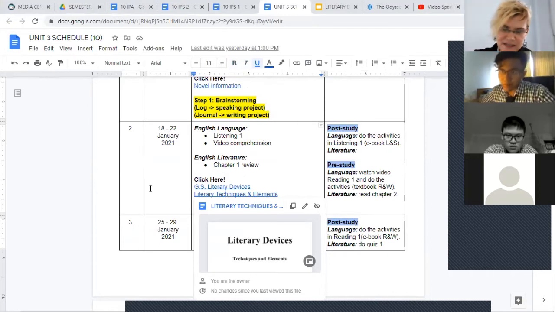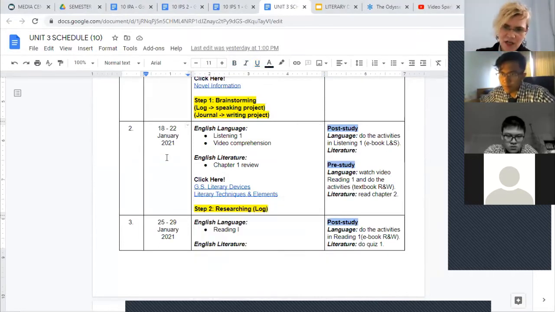Now, I haven't made an ebook for literature so far. I would want to do that, but I haven't gotten around to it yet. As you can see, I use this unit schedule for pasting all the links for the extra information. So just a quick review so you get this.